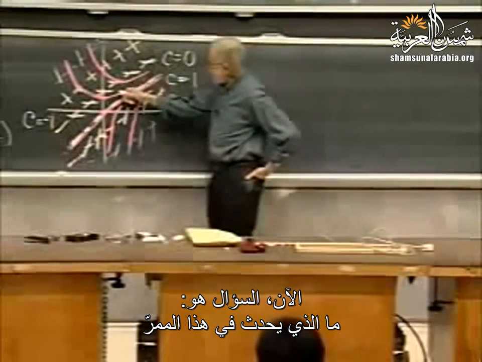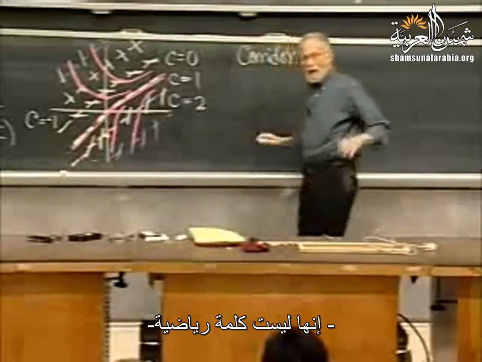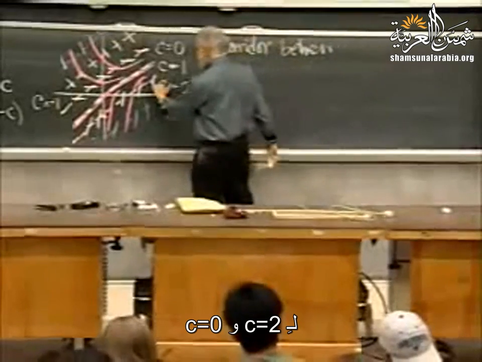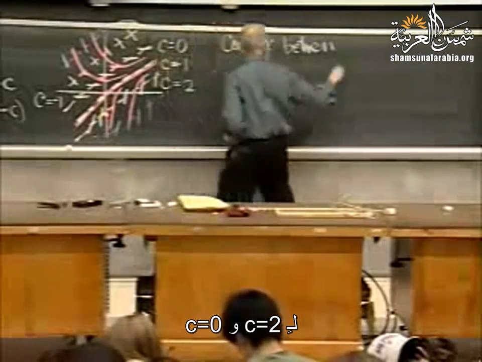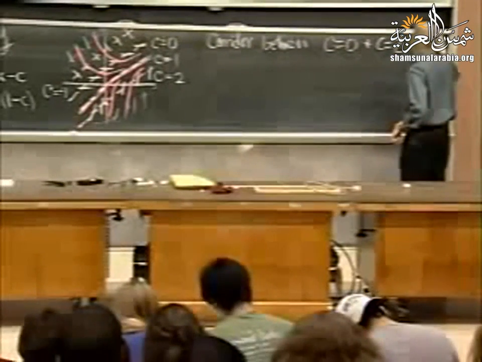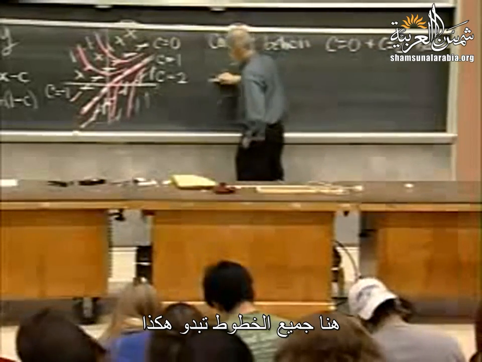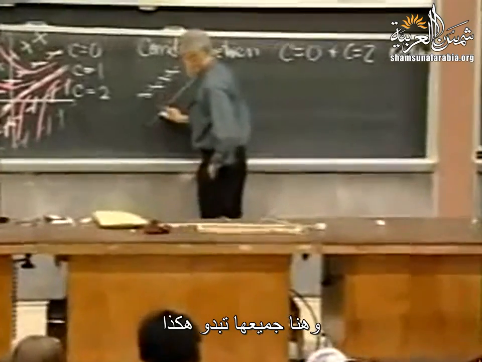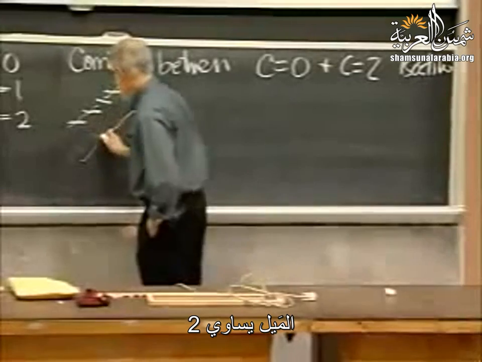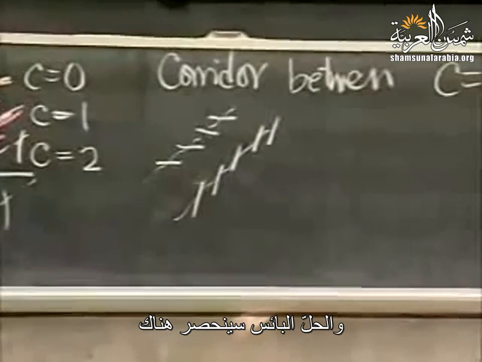Now the question is, what's happening in this corridor? In the corridor, between the isoclines for, well, what are they? They're the isocline for c equals 2 and c equals 0. How does that corridor look? Well, it's something like this. Over here, the lines all look like that, and here they all look like this. The slope is 1, slope is 2. And a hapless solution gets in there.